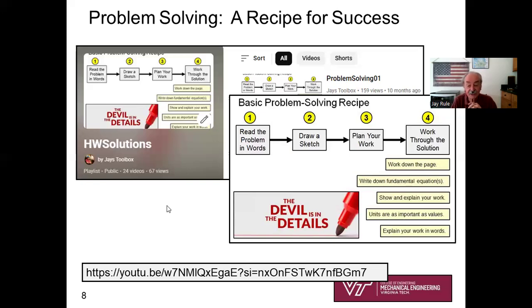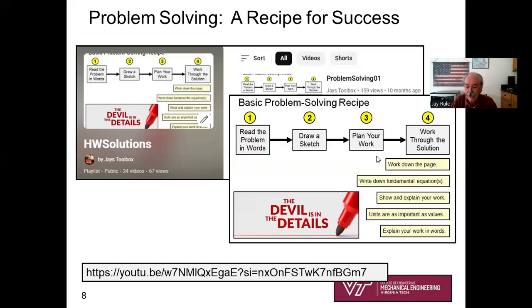And so we got some good feedback on how well or poorly we were doing on our homework. We didn't just get a homework grade. We got a good bit of written feedback. So here's what I learned. I read the problem in words first. I always start with a sketch.